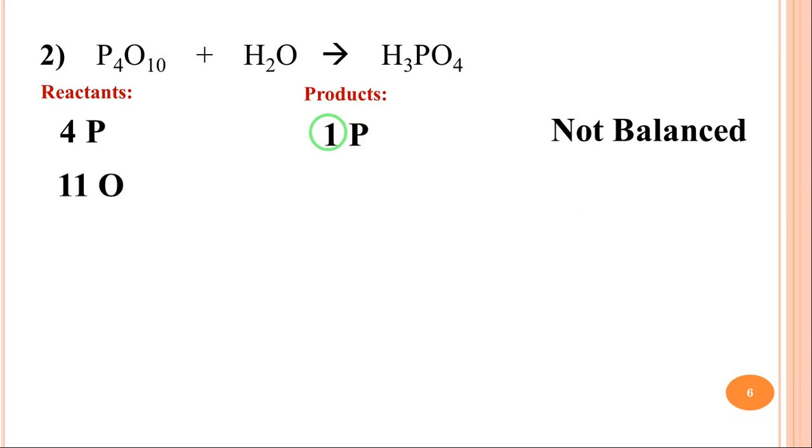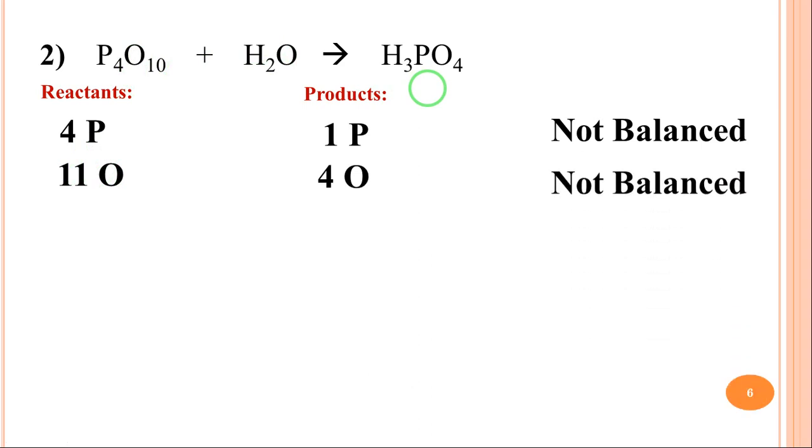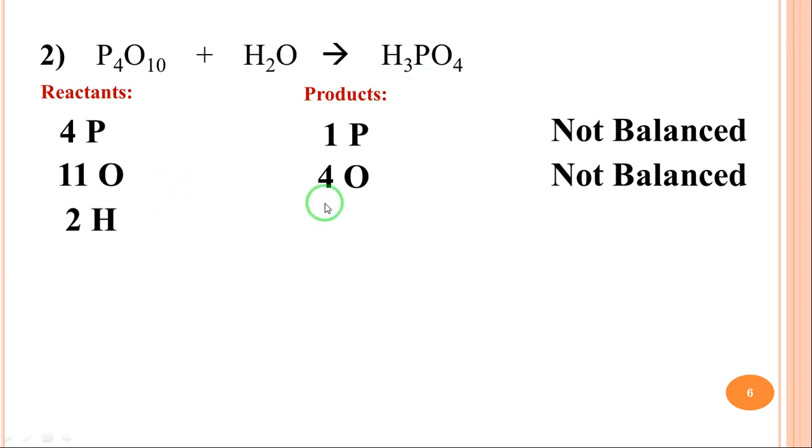For oxygen, we have 11 oxygen atoms here, 10 plus 1 in the reactant side, and we have only 4 oxygen atoms in the product side, so they are not balanced. For the number of hydrogen, we have 2 hydrogen in the reactant side, and we have 3 hydrogen atoms in the product side, so also they are not balanced.